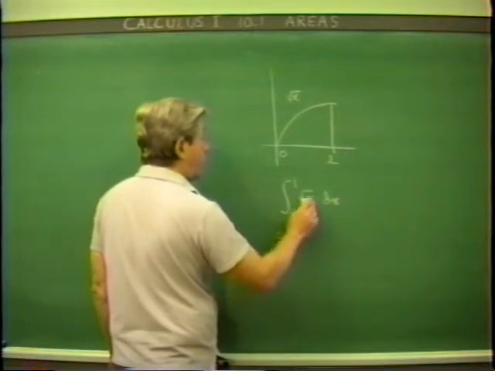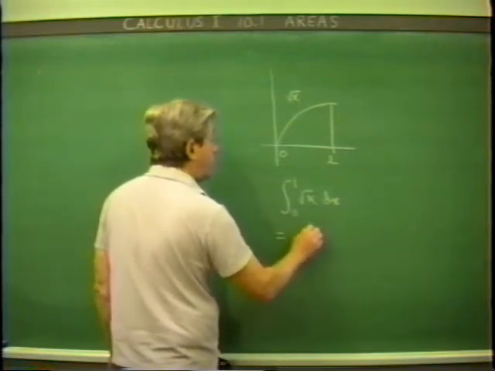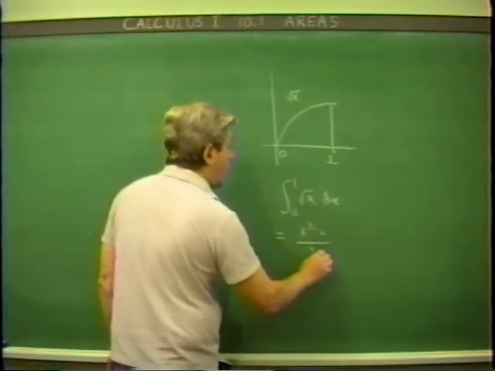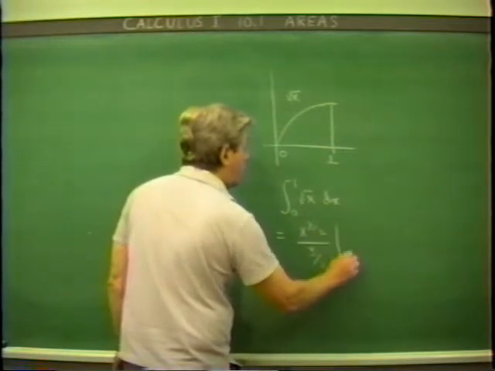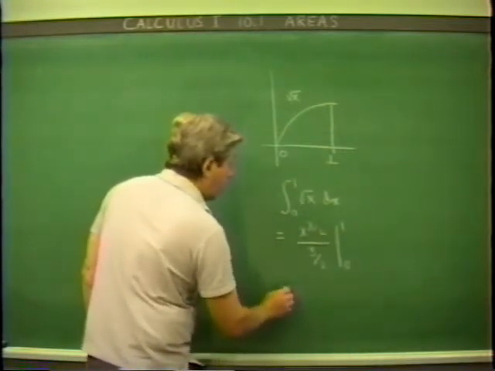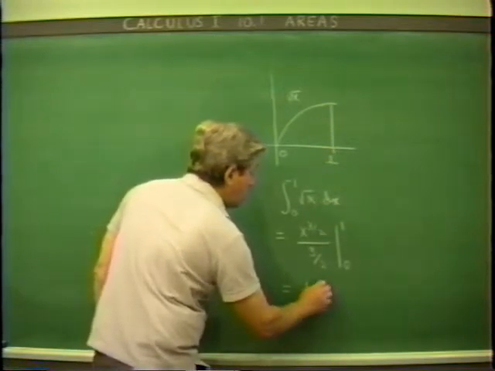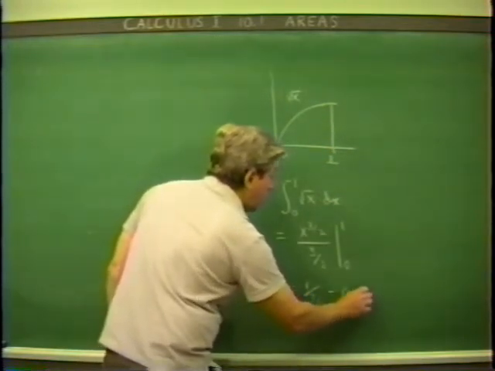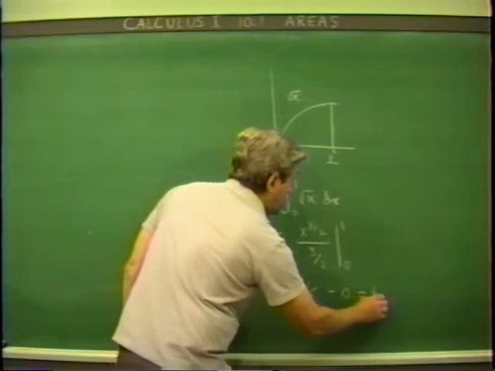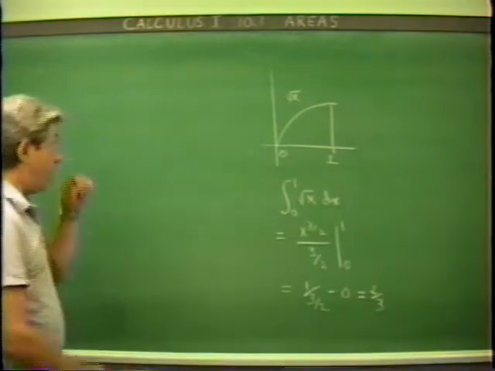And of course here you're going to find an antiderivative of this. This is x to the 3 halves over 3 halves. And you evaluate it from 0 to 1. That's to say we take the value of 1, which is 1 over 3 halves. And we subtract the value at 0, with the result that we get 2/3 for the area.